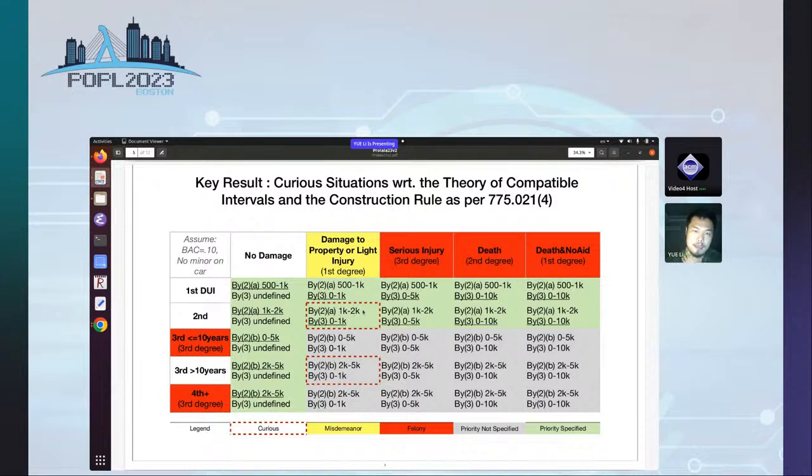And what makes it even more curious is if I didn't damage anything, I will be fined from 1,000 to 2,000. But if I damage anything during my second DUI, it is possible that I will be charged with a misdemeanor and I will be fined less. So the more damage I cause, the less I'm fined. This looks strange. And a similar situation exists when it is a third DUI within 10 years of the second one and there is damage to property or life injury.